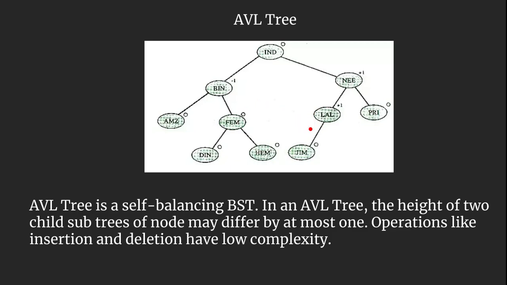But if in this right part these 3 nodes were not there and only this node was there, it would not be called an AVL tree. Operations like insertion and deletion have low complexity when we use an AVL tree.